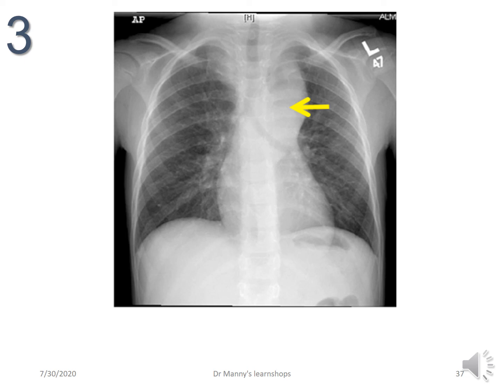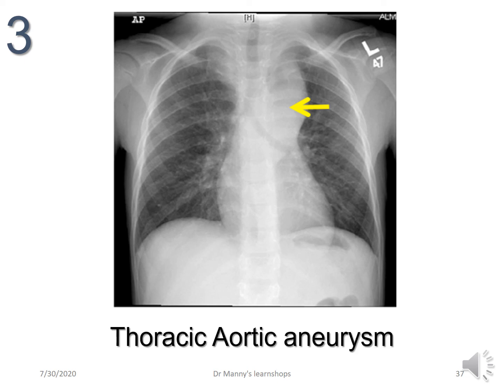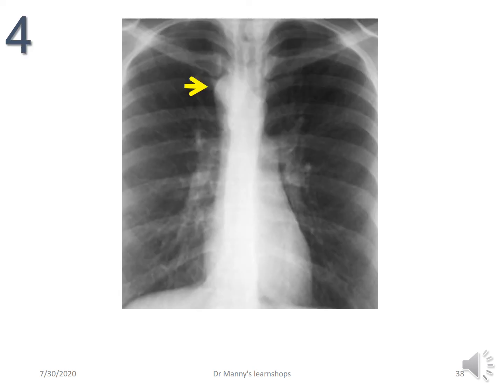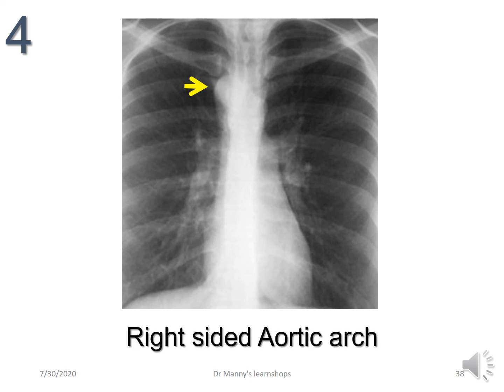Enlargement in the left upper lobe around the aortic arch, knob, knuckle, descending aorta. What do you think? This is a thoracic aortic aneurysm. Yep, I think you're correct. This is a right-sided aortic arch.